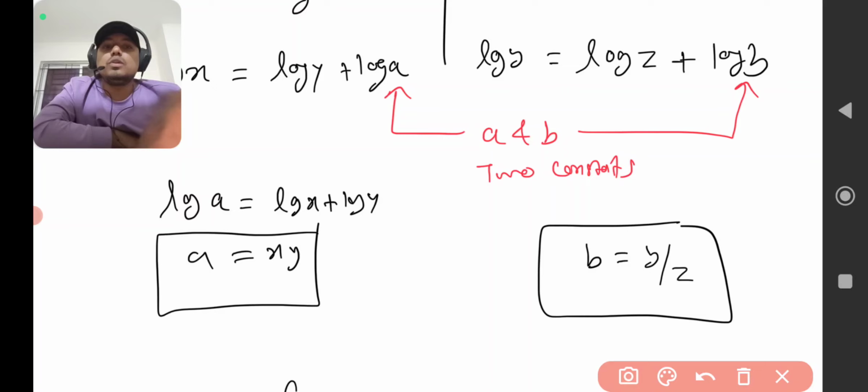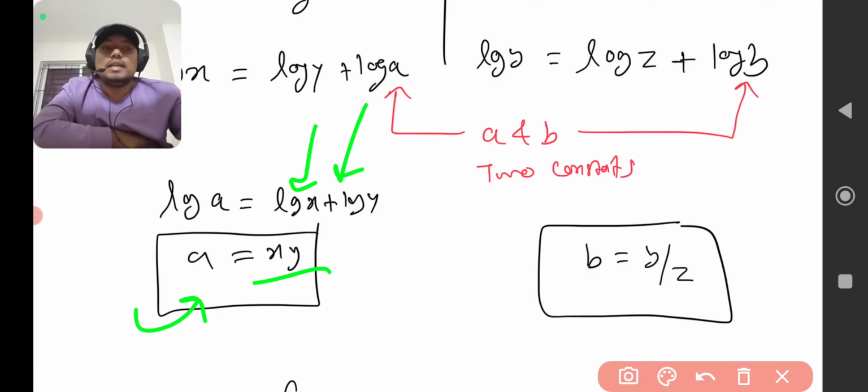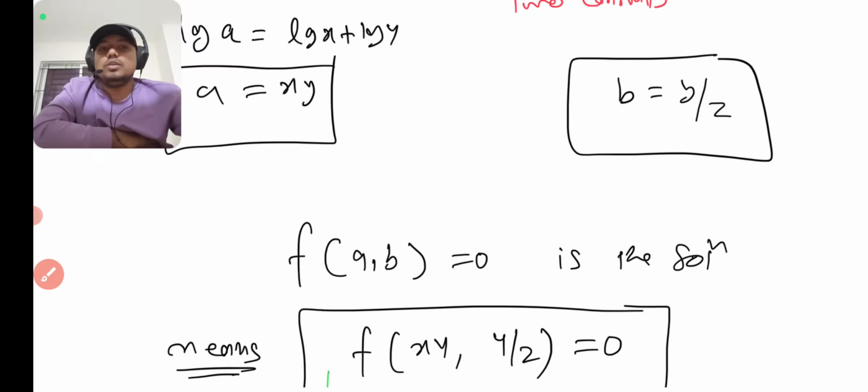If you want to remove the two constants, you rearrange this equation, and from here you find the value of a, which will be xy. Same way, you send this side, y by z will come, and this will become your b value, y by z. So we got our a value and we got our b value also.